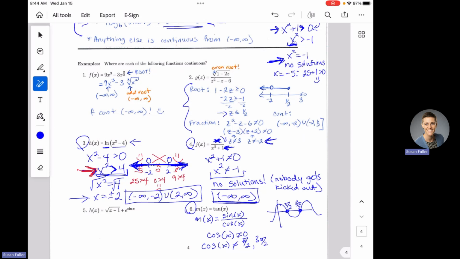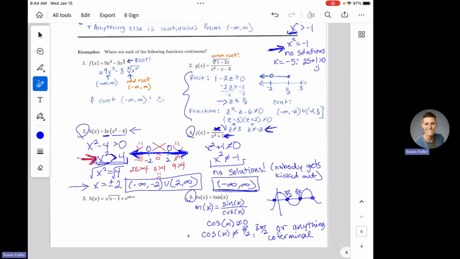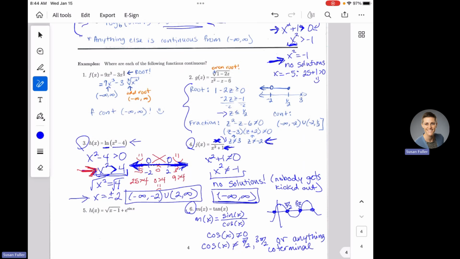But again, if we want all the solutions everywhere, we have more as we keep going. I'm going to say or anything coterminal with these. Anything in the same spot on the unit circle. And so basically, we are going to be discontinuous at pi over 2, 3 pi over 2, 5 pi over 2, negative pi over 2, negative 3 pi over 2, negative 5 pi over 2, and so on and so forth. It's going to be all our odd pi over 2s. That's where this is discontinuous because the bottom is 0.